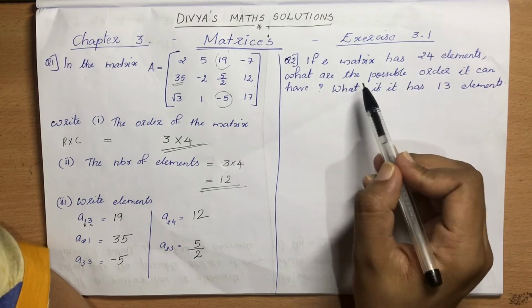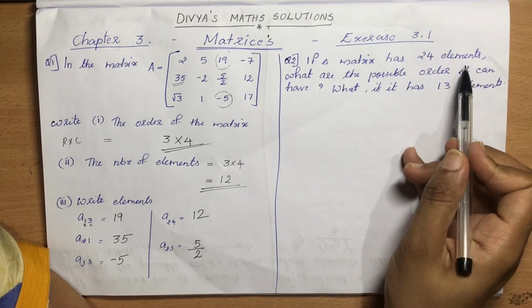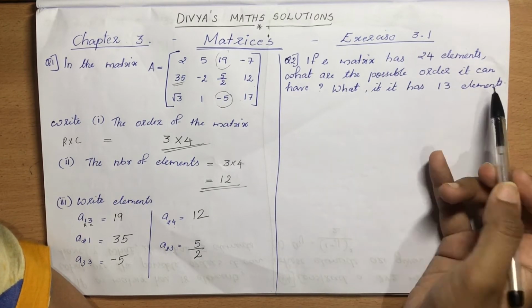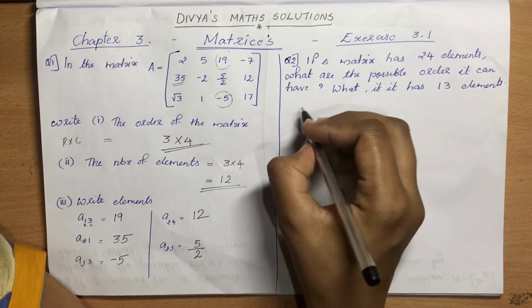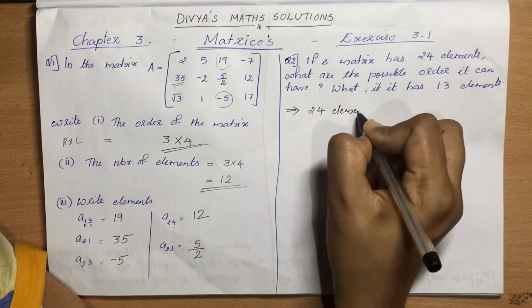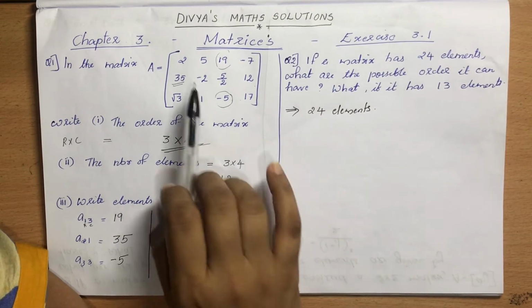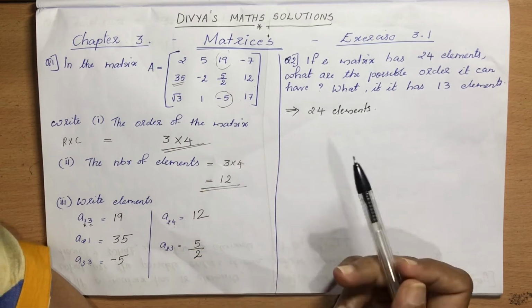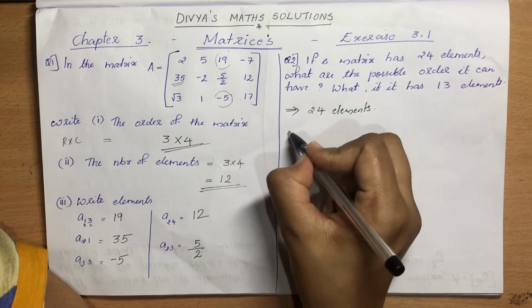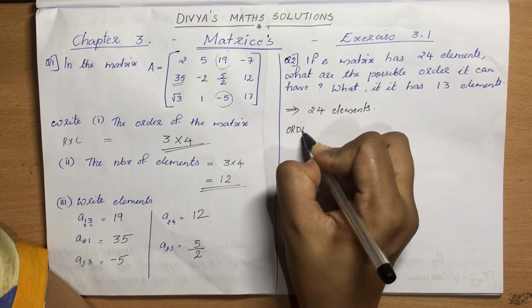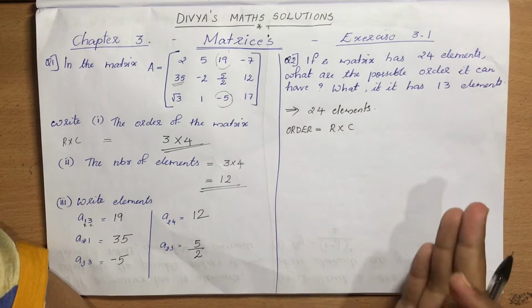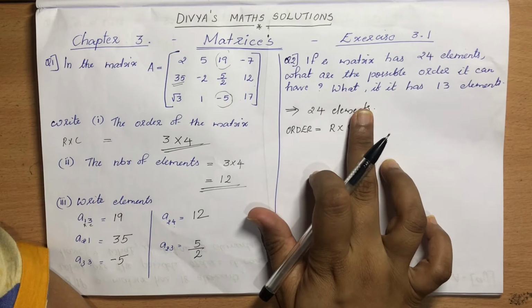Question number 2. If a matrix has 24 elements, what are the possible orders it can have? What if it has 13 elements? The first case is the matrix has 24 elements. Elements means numbers. Like this, 24 elements are there. So what are the possible orders we can take? Order means number of rows by columns, right? So when you multiply row by column, what do we get? The number of elements.